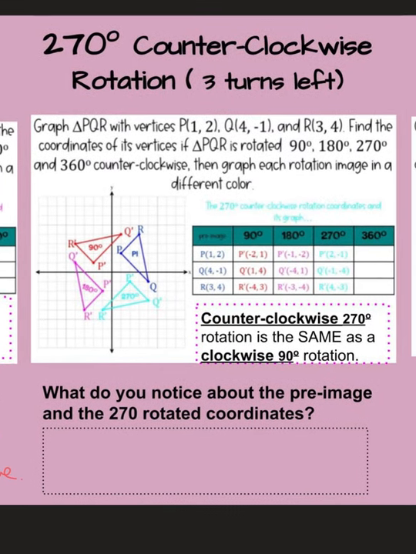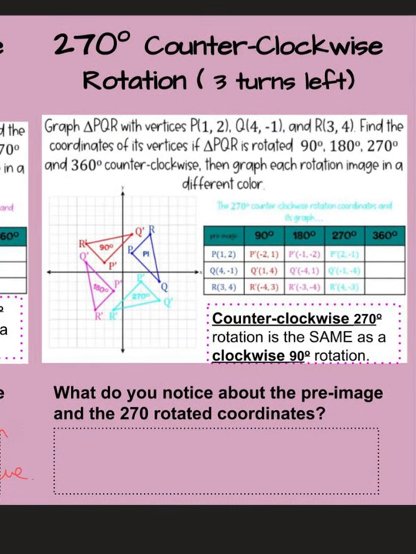Now we're going to go 270 degrees counterclockwise. So 3 turns to the left. So again, if I just look at the R, it went 1 turn, 2 turns, 3 turns. Oh, that right there should be an R and that should be a Q. That's no good. All right. So again, I'm going to ignore these other coordinates. I'm going to focus on just the original, the pre-image coordinates, and the 270 coordinates.